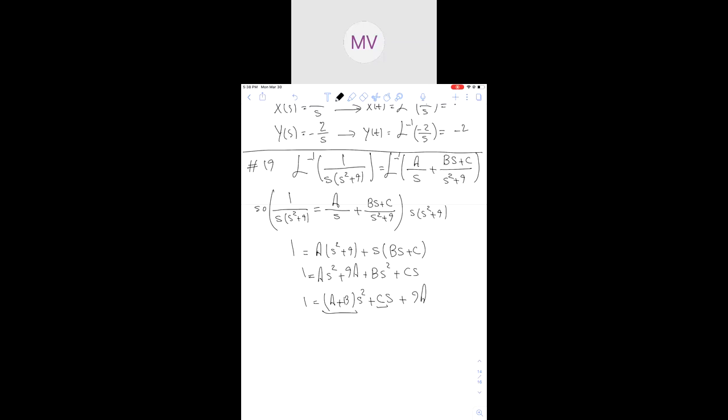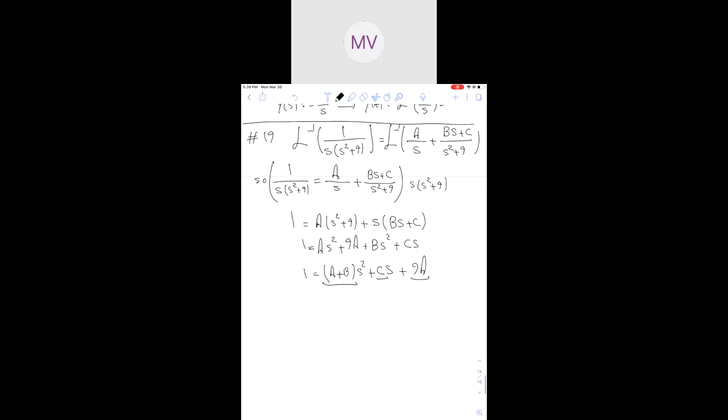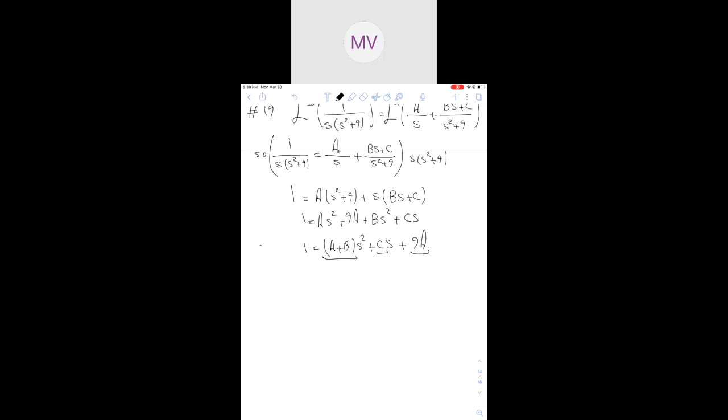Coefficient of s squared, coefficient of s, and the constant term. And it has to match with the coefficients on the left side. What are the coefficients of the left side? Well, it's 0s squared plus 0s plus a constant. Now put them together. So a plus b has to be 0. c has to be 0.